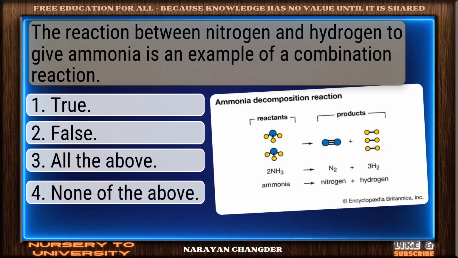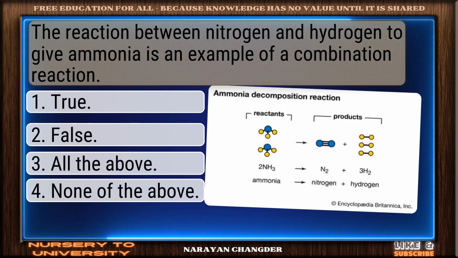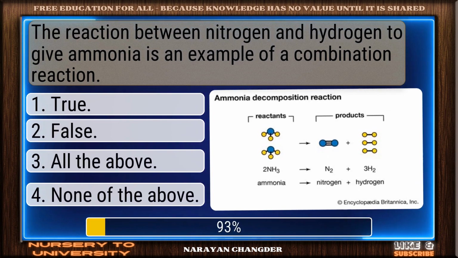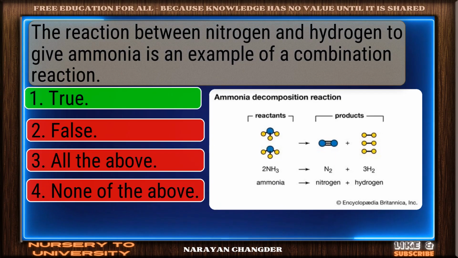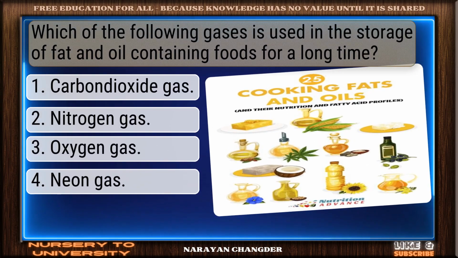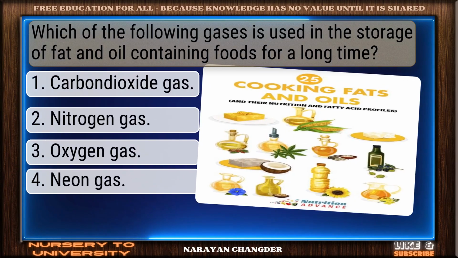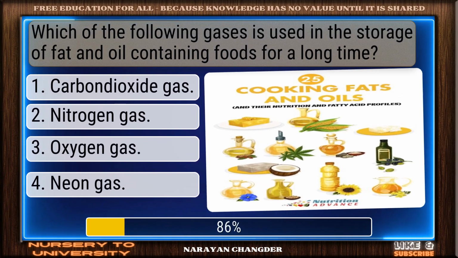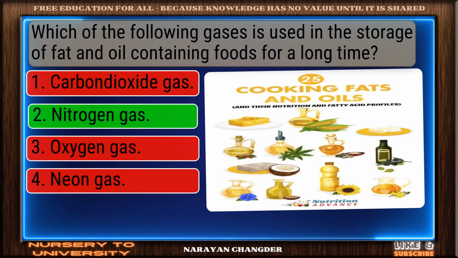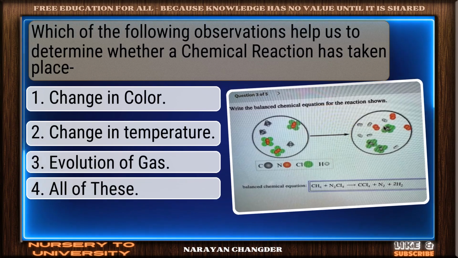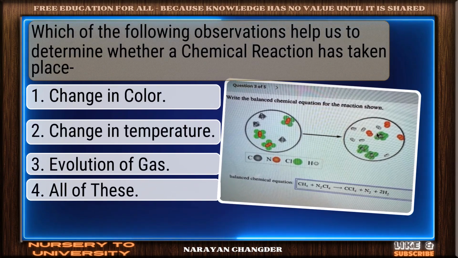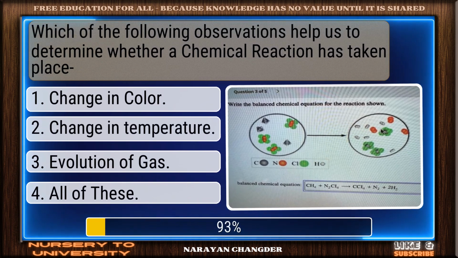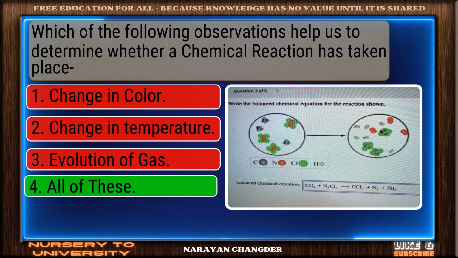The reaction between nitrogen and hydrogen to give ammonia is an example of a combination reaction. Bravo. True is the answer. Which of the following gases is used in the storage of fat and oil-containing foods for a long time? Exactly. Nitrogen gas makes sense. Which of the following observations help us to determine whether a chemical reaction has taken place? Clear logic. All of these is sound.